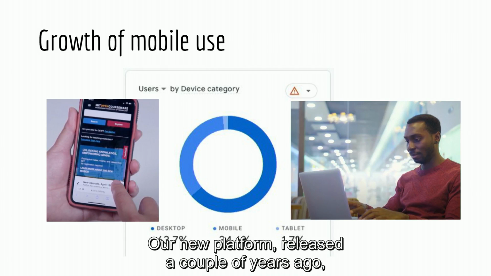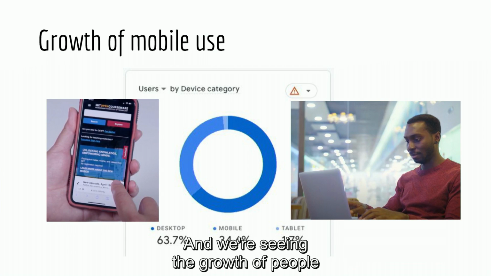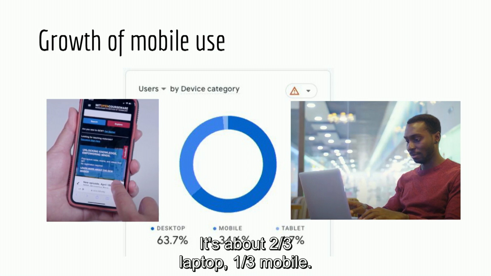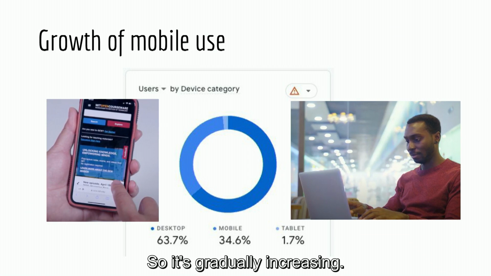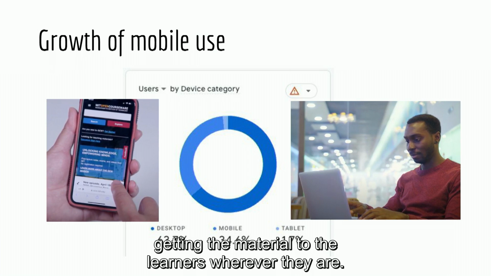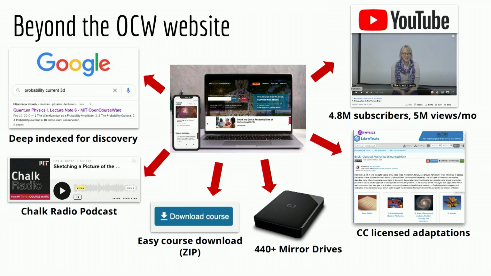Our new platform released a couple years ago is now much more mobile responsive, and we're seeing the growth of people increasingly using OCW materials on their phones. It's about 2/3 laptop, 1/3 mobile, and we grew the mobile percentage over 5% last year, so it's gradually increasing. The spirit here is making sure that we're getting the material to the learners wherever they are. And that's part of the spirit for this MirrorSite program as well.